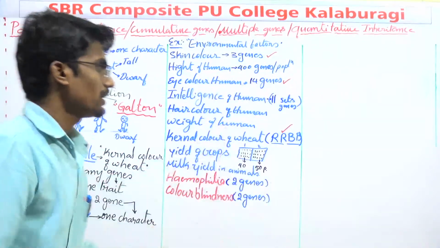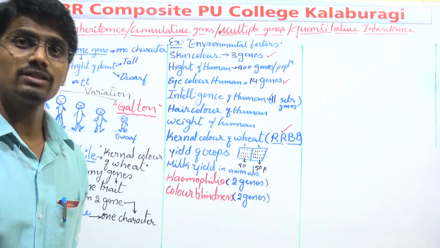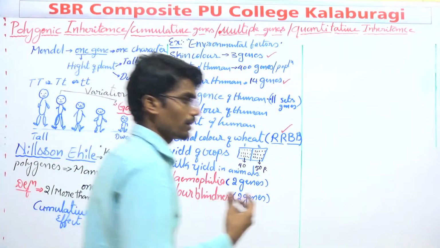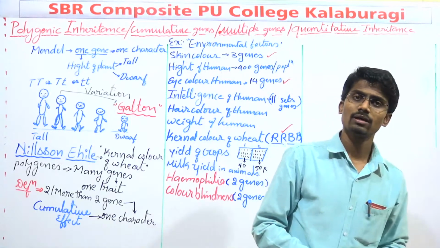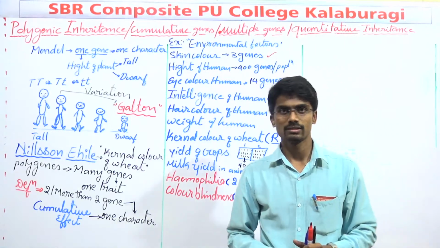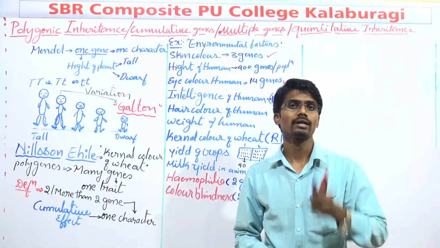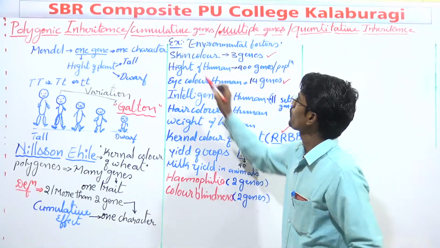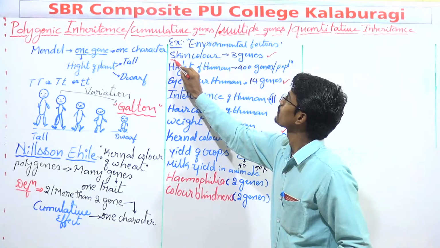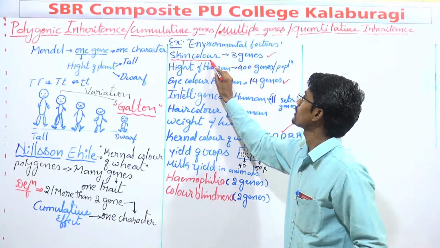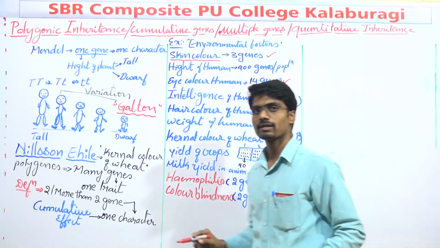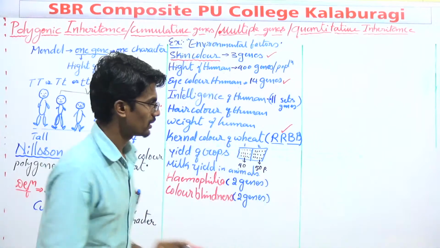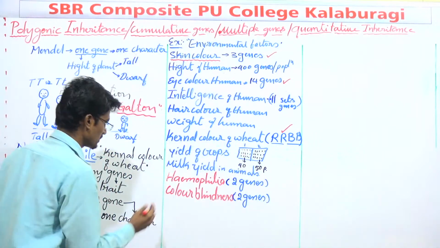And let's see in detail how polygenic inheritance shows variation with the help of different genes. We're taking one important example, that is skin color of human. What is that? Skin color of human. How many genes are responsible for skin color? That is about 3 genes. Let's study here.